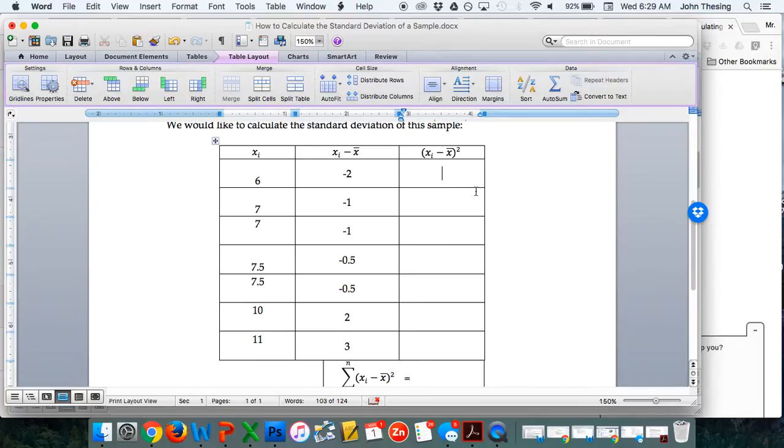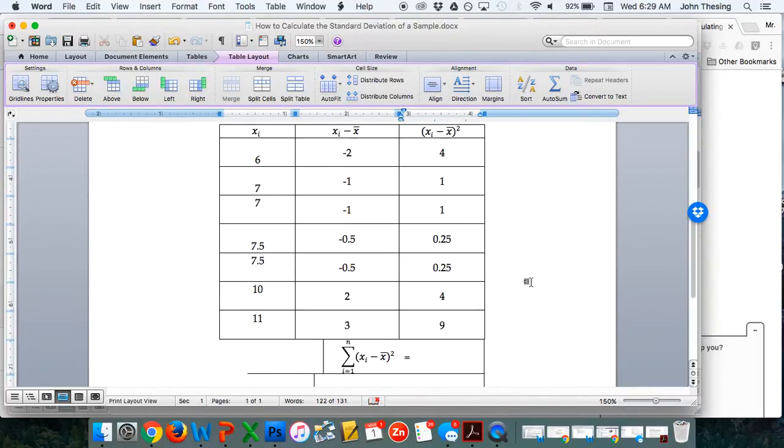So what is negative 2 squared? Negative 2 squared is 4. Negative 1 squared is 1. Negative 1 squared is 1. Negative 0.5 squared is positive 0.25. And notice, by the way, these answers are all positive. Okay? Should not get negative results once you square things. All right, so 0.25. 2 squared is 4. 3 squared is 9.